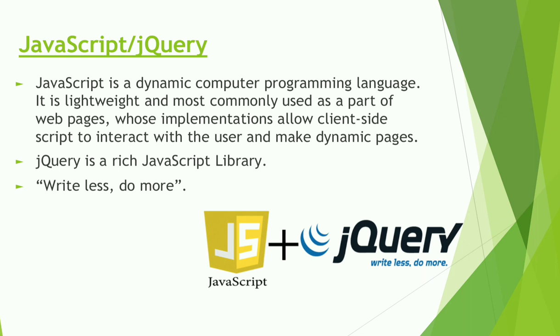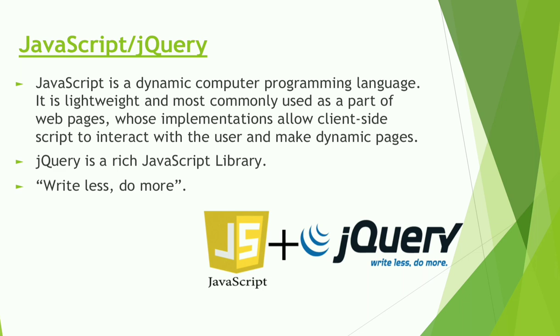Next is JavaScript and jQuery. Let me tell you what JavaScript is and what jQuery is. JavaScript is a dynamic computer programming language. It is lightweight and most commonly used as a part of web pages. See, it is a lightweight programming language. First of all, it is a programming language. HTML is not a programming language. HTML is a markup language, and JavaScript is a programming language, whose implementation allows client-side script to interact with the users and make dynamic pages.